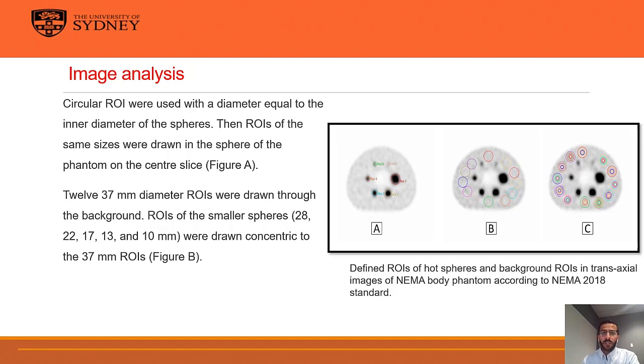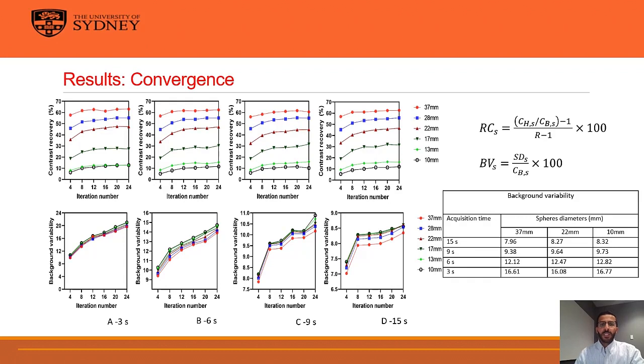Similar spheres or smaller spheres from 28 to 10 millimeters were drawn concentrically to the ROIs of 37 millimeters, as we can see in figure C. So the total of 60 ROIs for every sphere were drawn on the background according to the NEMA 2018 standard. Moving to the results, SPECT image quality was assessed by contrast recovery, background variability, and contrast to noise ratio.